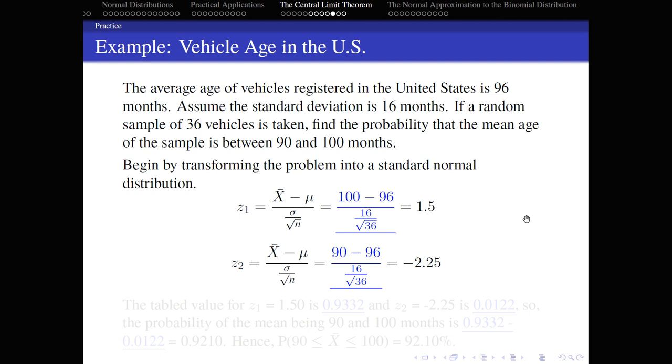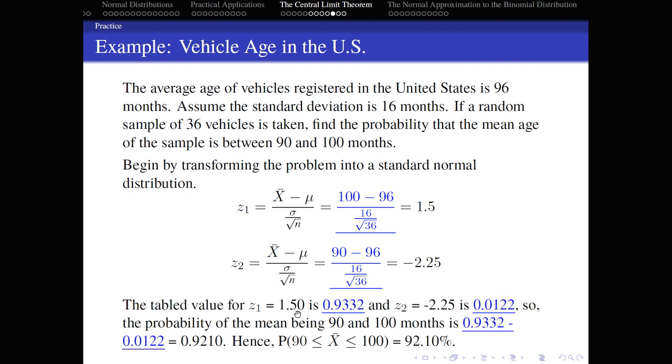Now remember how we approach this. We approach this by finding the area to the left of the bigger one, then subtracting out the area to the left of the smaller one to see how much area is left in between. So in this case, the area for the bigger one is 0.9332. The area for the smaller one is 0.0122, and subtracting the two, we get our final answer of 0.9210. So the probability that our mean of this sample is between 90 and 100 months is about 92%.